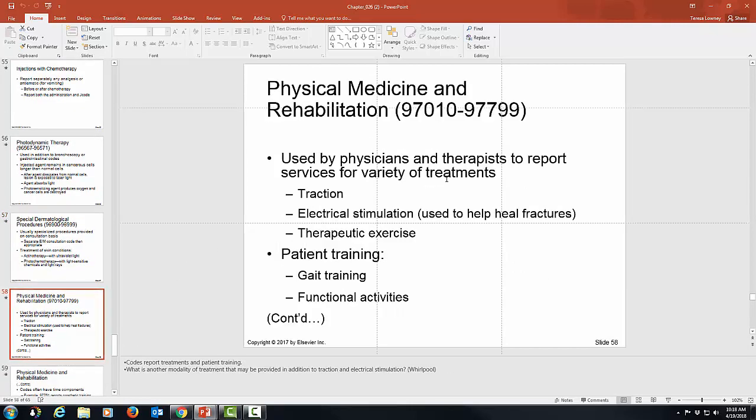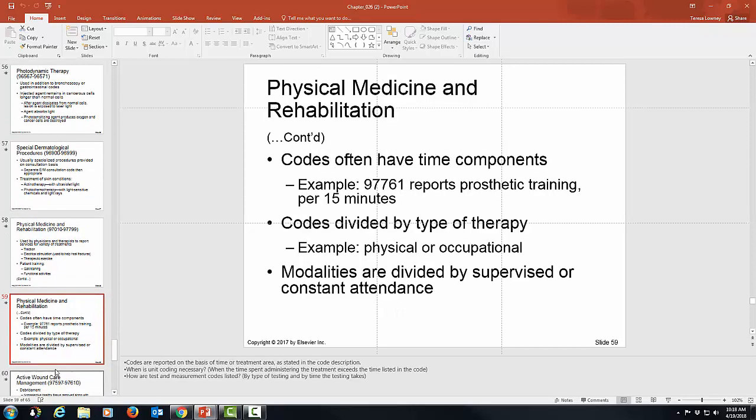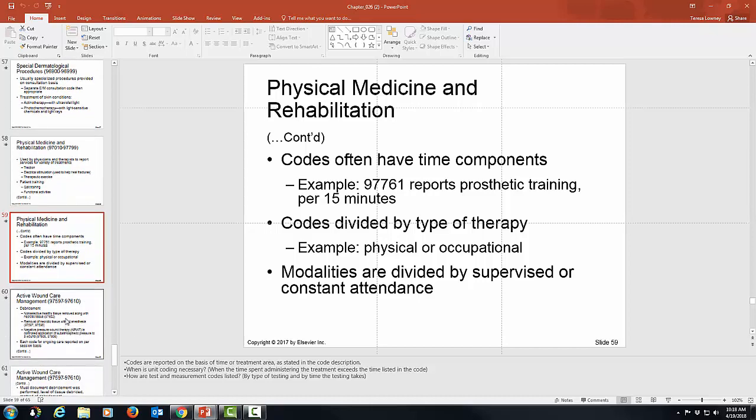Physical medicine and rehabilitation, traction, electrical stimulation, therapeutic exercise. The patient has special training. You need to code whatever treatment and patient training is happening. These codes often have time components, and they are divided according to physical or occupational treatment therapy. Modalities are divided on supervised, on constant attendance.